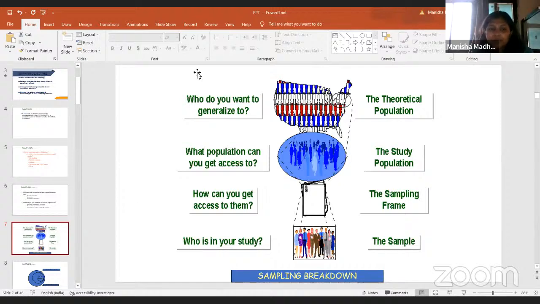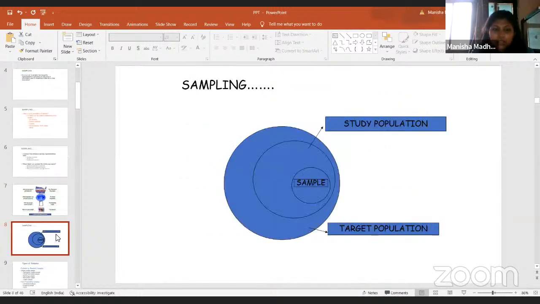So you can see this graph where I've tried to explain what you want to generalize to. This is the major or base entire population. Then what population can you get access to? Then how can you get access to them? And who is in your study? Finally, you select the individuals from the entire population. This is what is known as your sampling frame. You need to build up this frame in order to infer conclusions based upon your research.